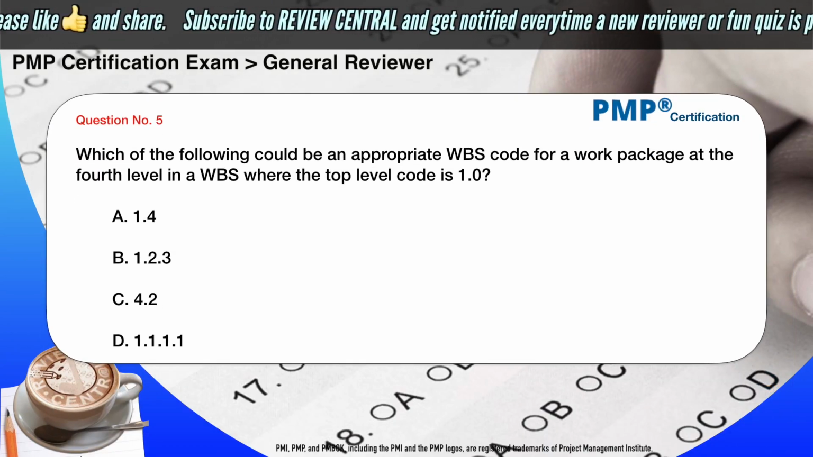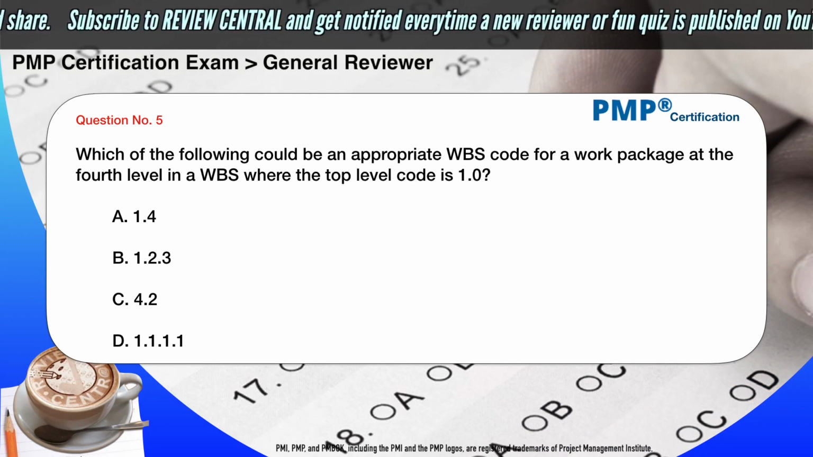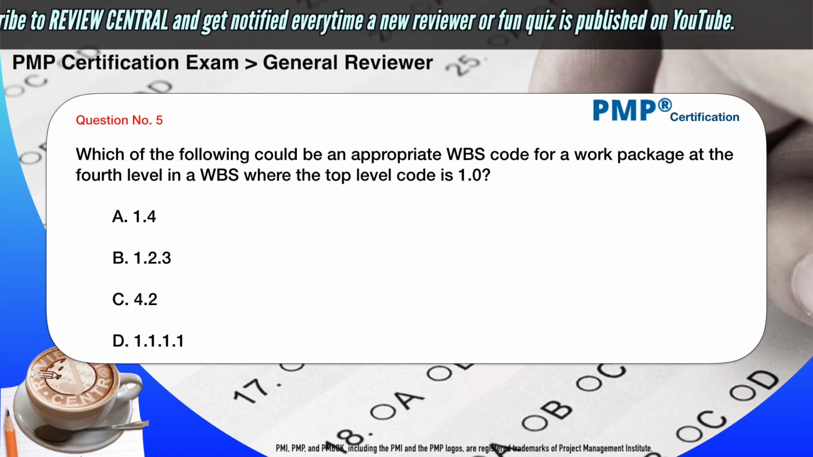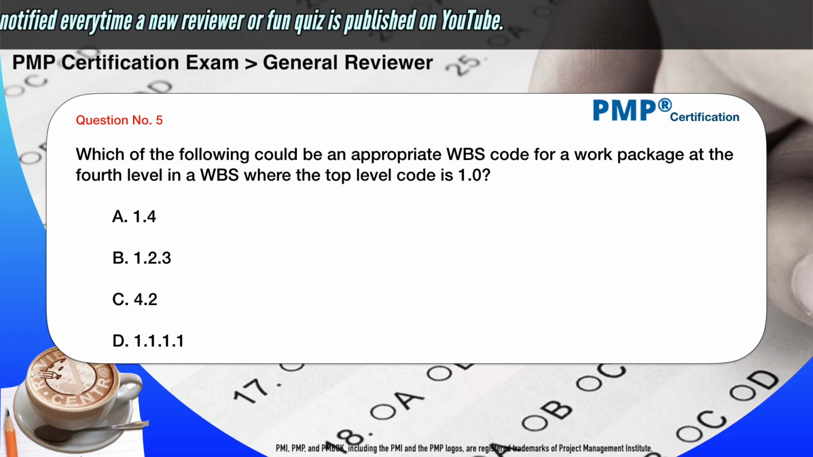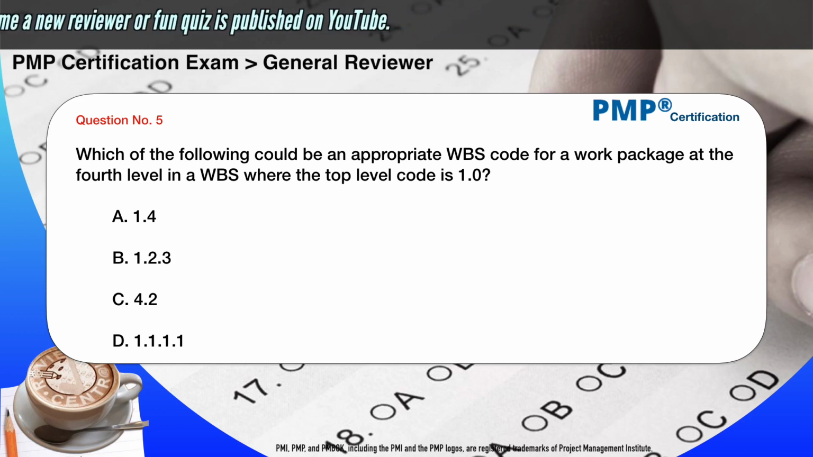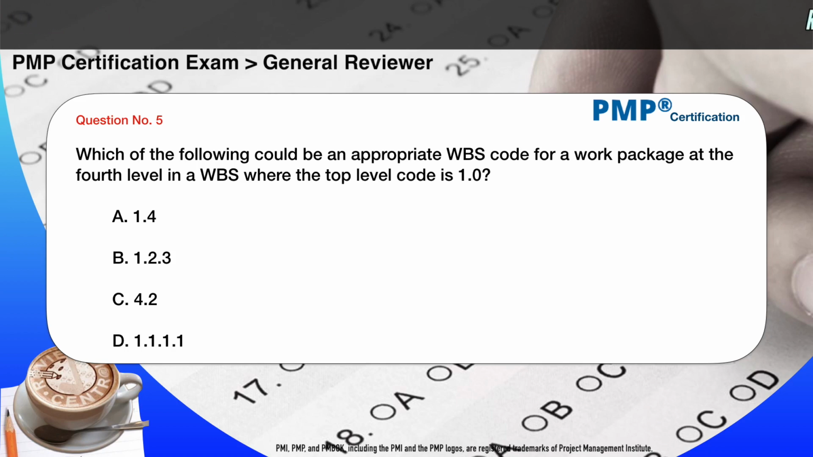Which of the following could be an appropriate WBS code for a work package at the 4th level in a WBS where the top level code is 1.0? A. 1.4. B. 1.2.3. C. 4.2. D. 1.1.1.1.